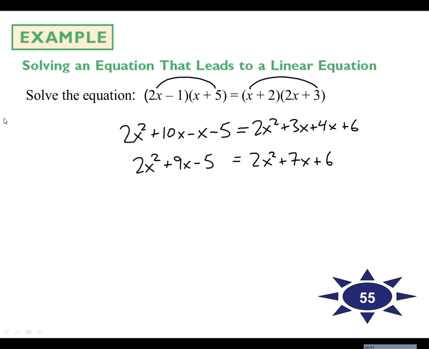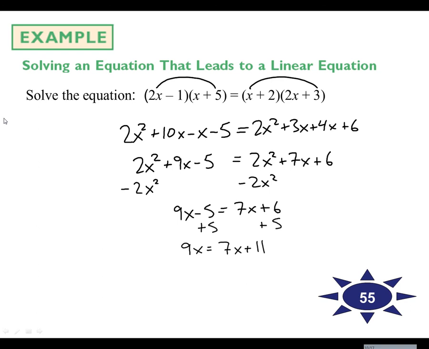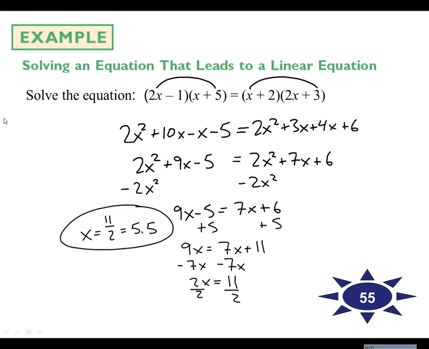All right, so let's go ahead and see if we can clean this up. We're going to subtract 2x squared from both sides. And so now we have 9x minus 5 equal to 7x plus 6. And let's go ahead and add 5 to both sides. 9x equals 7x plus 11. And let's subtract 7x from both sides and get 2x equals 11, so that when we divide, x equals 11 over 2, which is equal to 5.5. Either of those answers is perfectly acceptable.